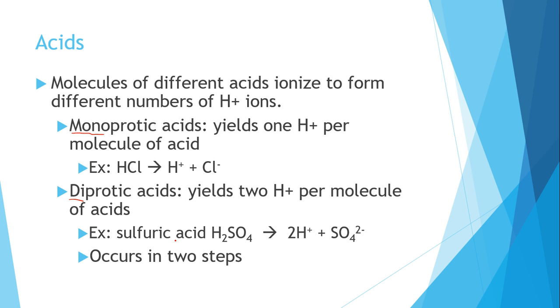A good example of this is sulfuric acid, H2SO4. If you split this apart, that 2 does not belong there, so it comes out front. So I have 2 hydrogen ions and then 1 sulfate ion.